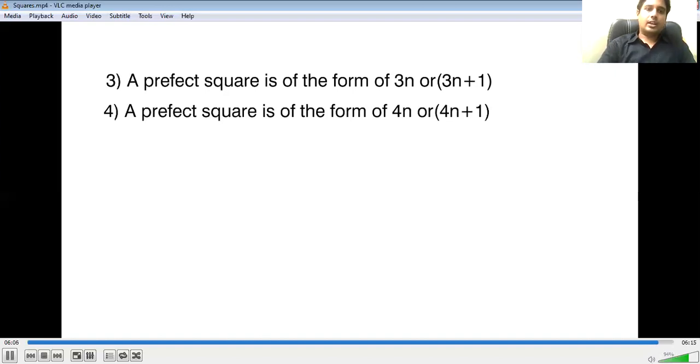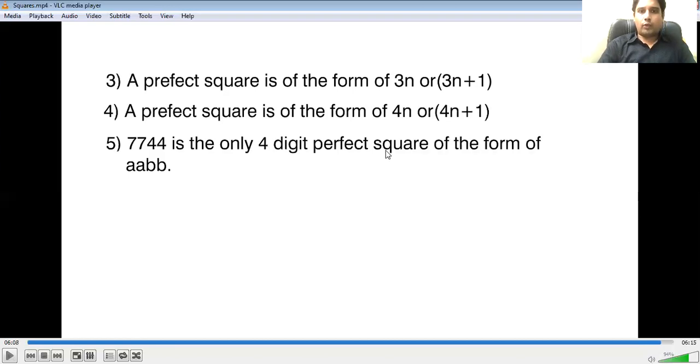Next fact. 7744 is the only four-digit perfect square of the form AABB. Now, what is this? 7744 is the only four-digit perfect square whose first two digits are identical of one kind and last two digits are identical of a second kind. 7744, for your information, is the square of 88. This fact-based question has appeared in CAT once. The question was that a perfect square of four digits is of the form AABB, and we had to identify the number, which is 7744.